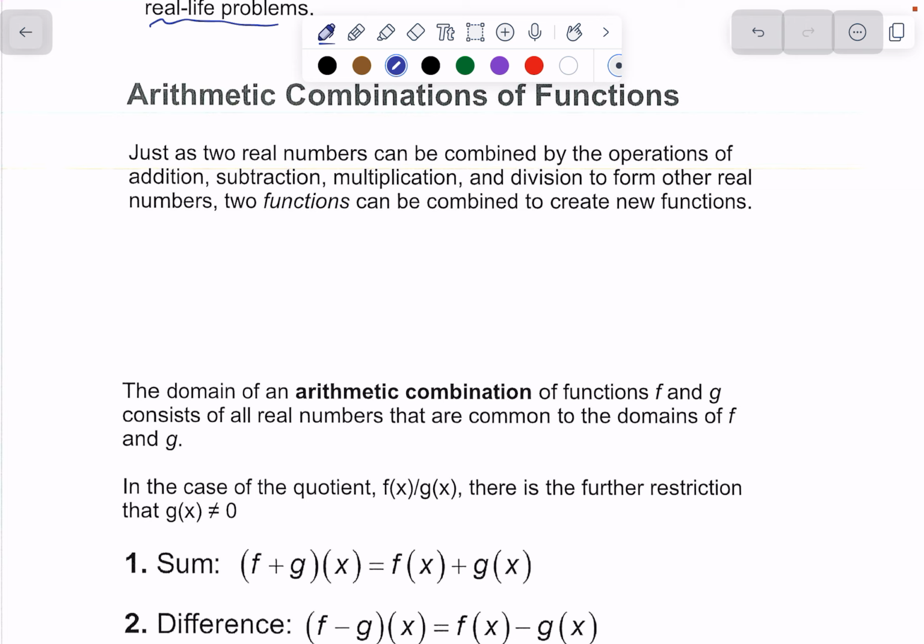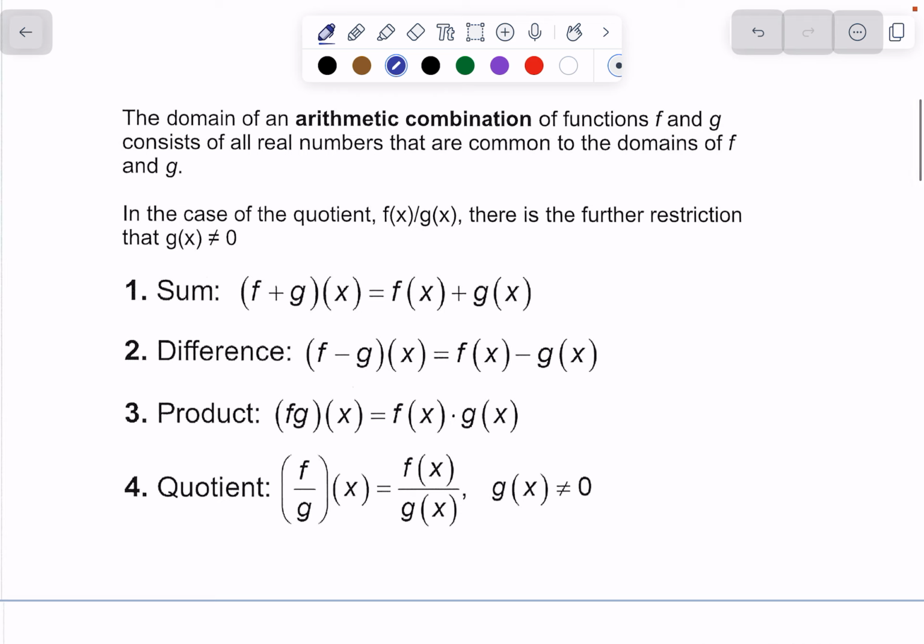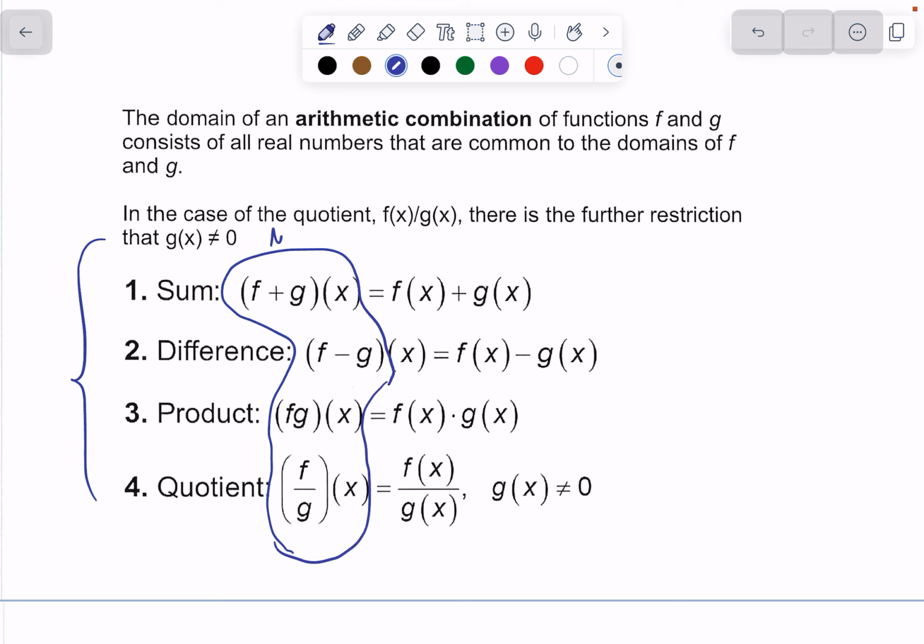Just as two real numbers can be combined by operations of addition, subtraction, multiplication, and division, two functions can be combined to create new functions. So just like you can combine numbers, you can combine functions. These are the generalized version of these rules. Everything on the left side of the equal sign, you've got to be aware, is a form of notation.